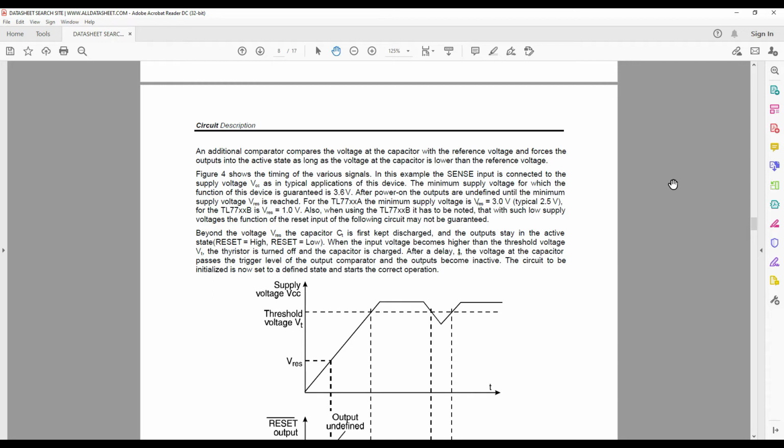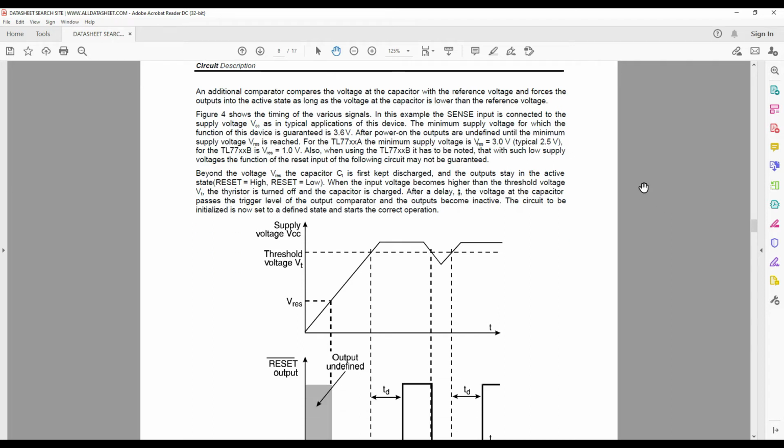When the input voltage becomes higher than the threshold voltage, Vt, the thyristor is turned off and the capacitor is discharged. After a delay, the voltage at the capacitor passes the trigger level of the output comparator and the output becomes inactive. The circuit to be initialized is now set to a defined state and starts the correct operation.